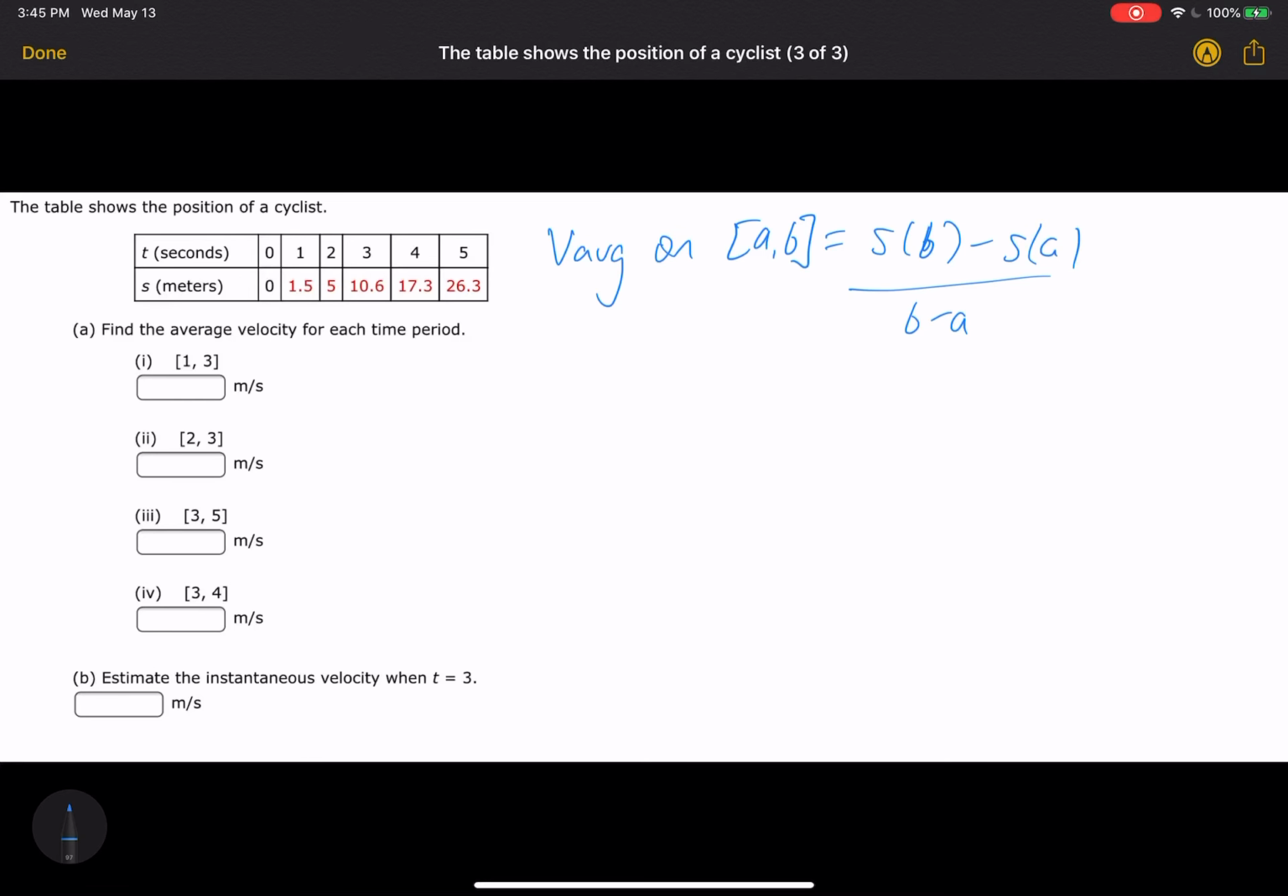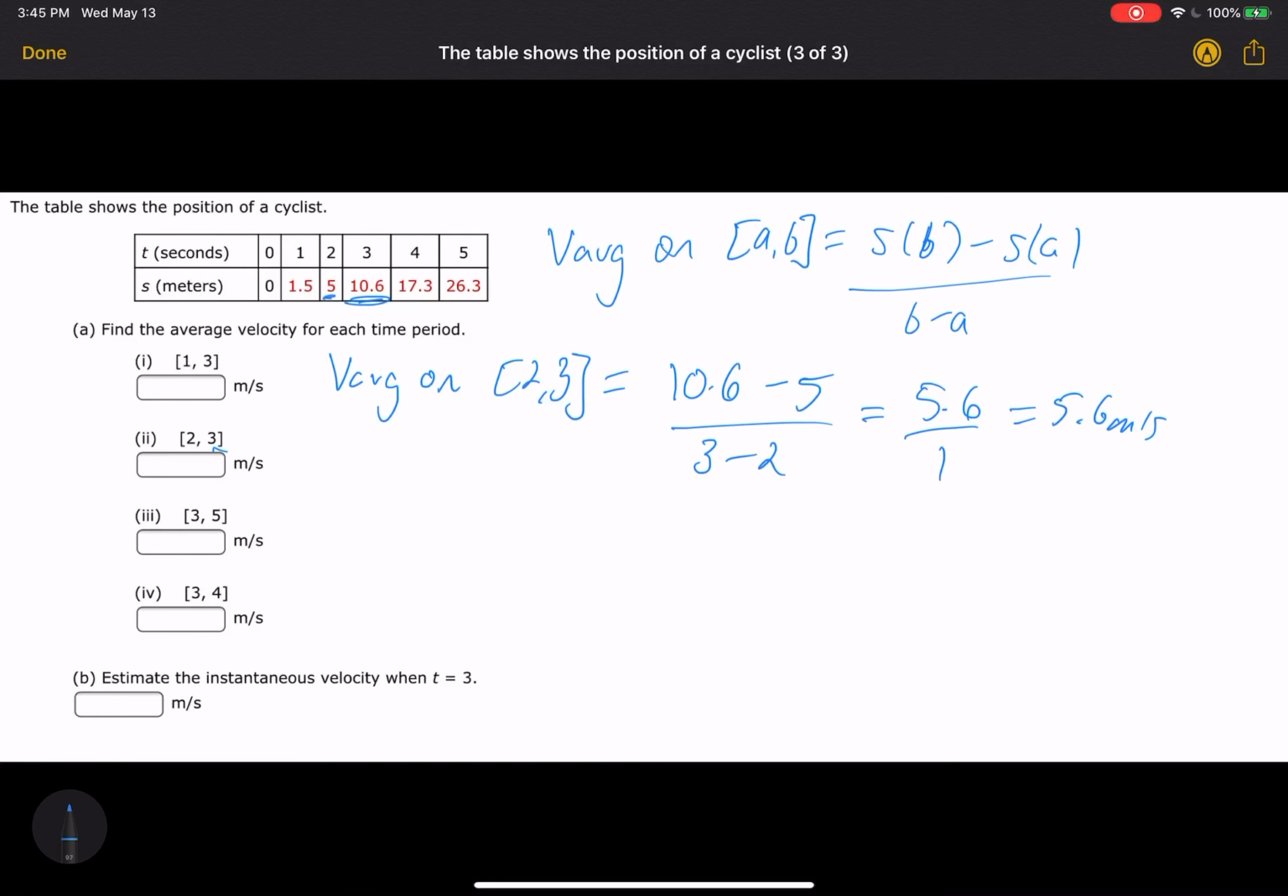So if we want to find V average on, let's say, 2 to 3, that's just going to be equal to its height at 3, so it'll be 10.6, and then its height at 2, minus 5, and then the distance between the time, or how much time has passed, which will just be 3 minus 2. So this will just be 5.6 divided by 1, which is equal to 5.6 meters per second. So in this case, our answer here will be 5.6.